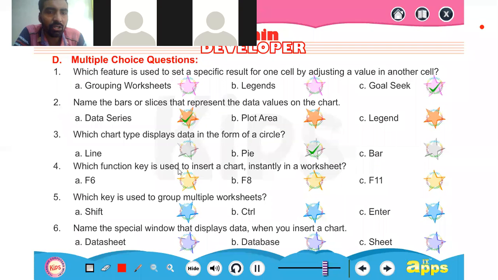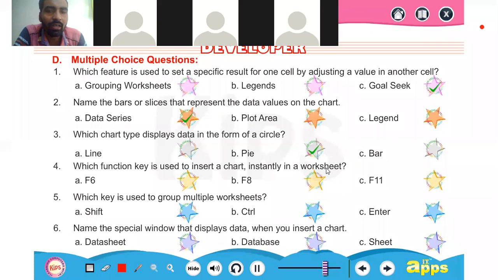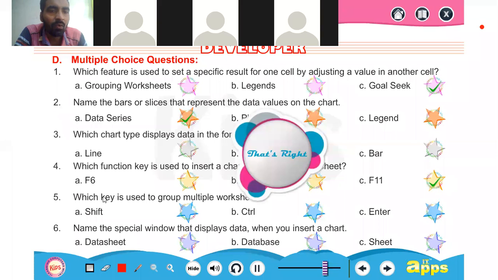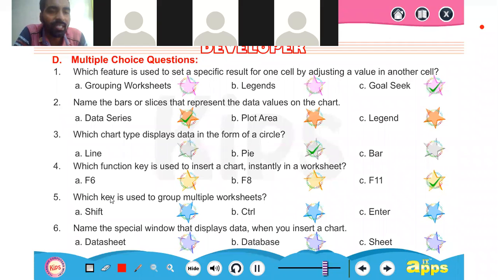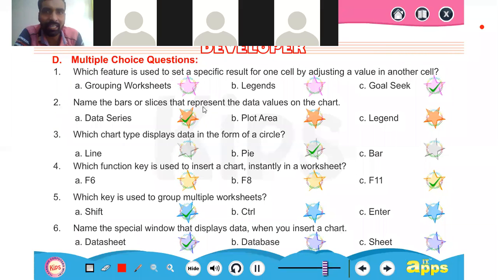Next, which function key is used to insert a chart instantly in a worksheet? F11. Next, which key is used to group multiple worksheets? It is shift key. Shift key. Next, name the special window that displays data when you insert a chart. It is data sheet. Data sheet. Have you all done correctly?